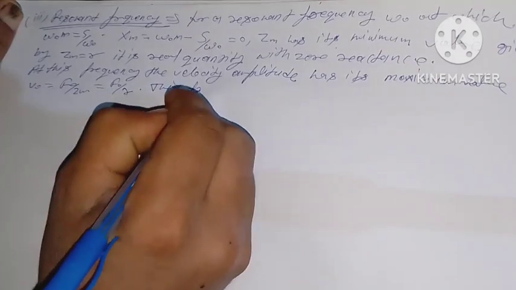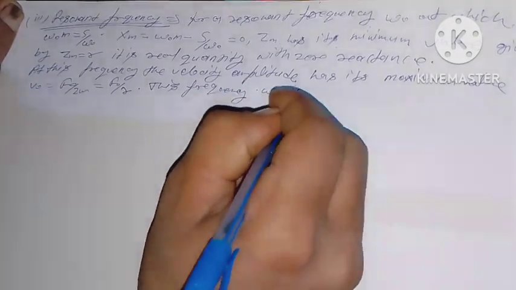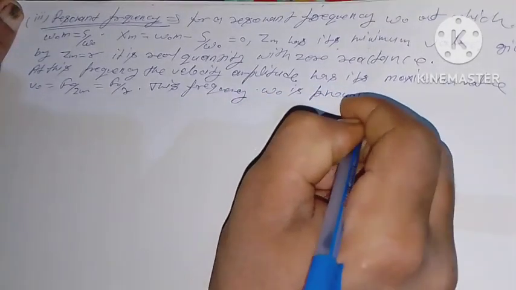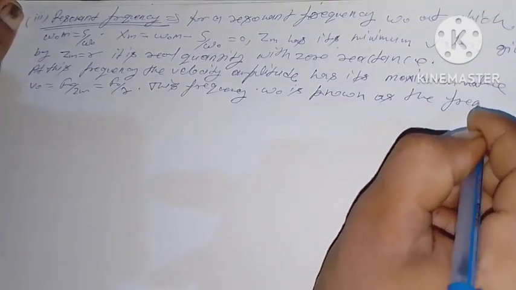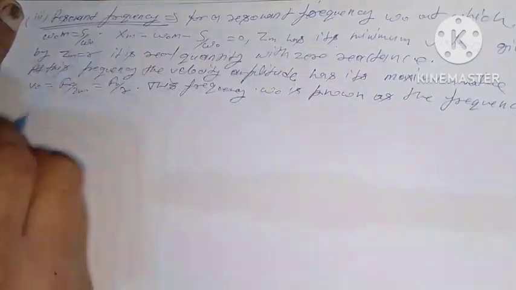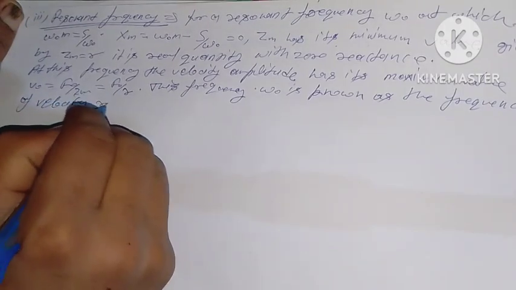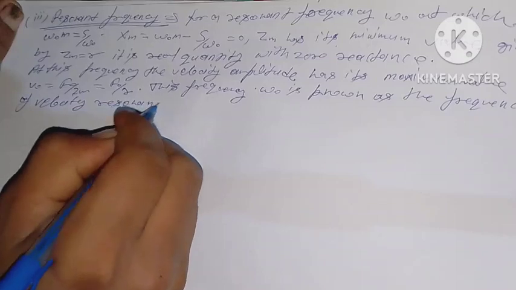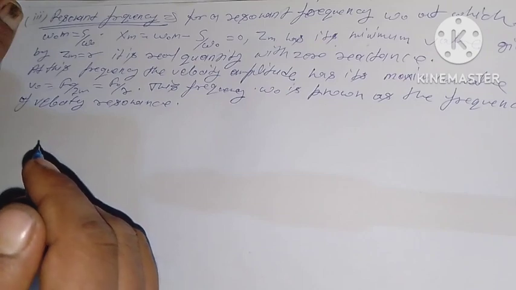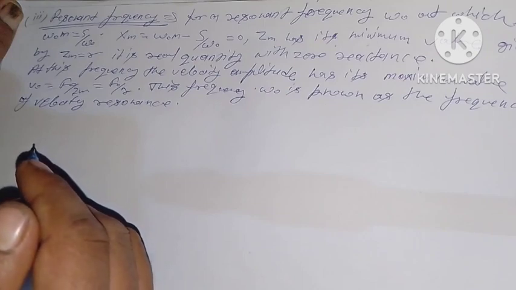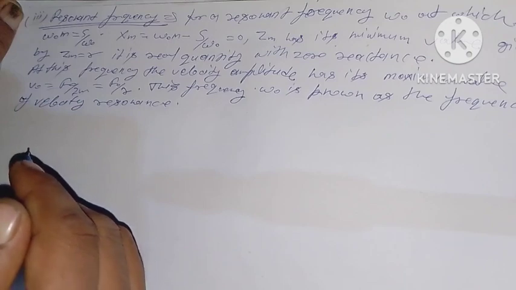Thus, at the frequency of velocity resonance, the velocity amplitude depends upon the driving force F naught and R, the resisting force per unit velocity, but is independent of frequency.